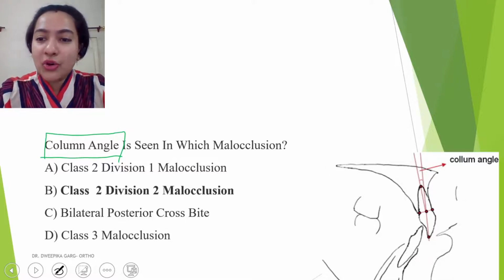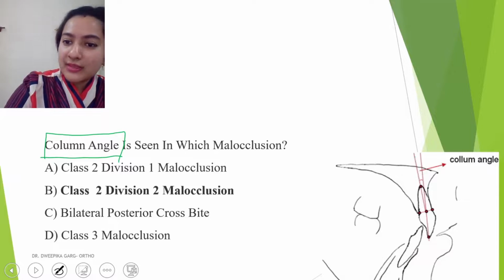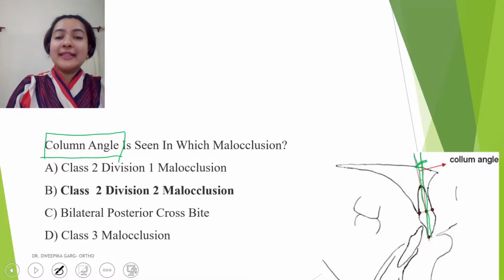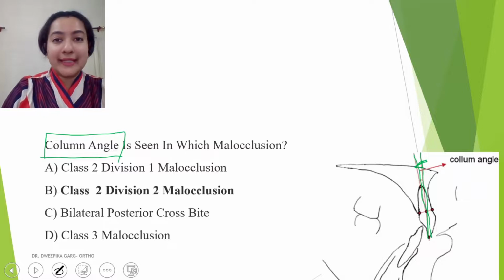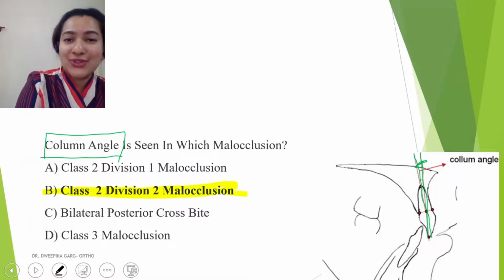What we do, we draw a straight line along the long axis of the crown and the long axis of the root. So suppose this is a straight line along the long axis of the crown and this is a straight line along the long axis of the root. If we get an angulation between them, that angle becomes my column angle. And column angle is only seen in my class 2 division malocclusion.